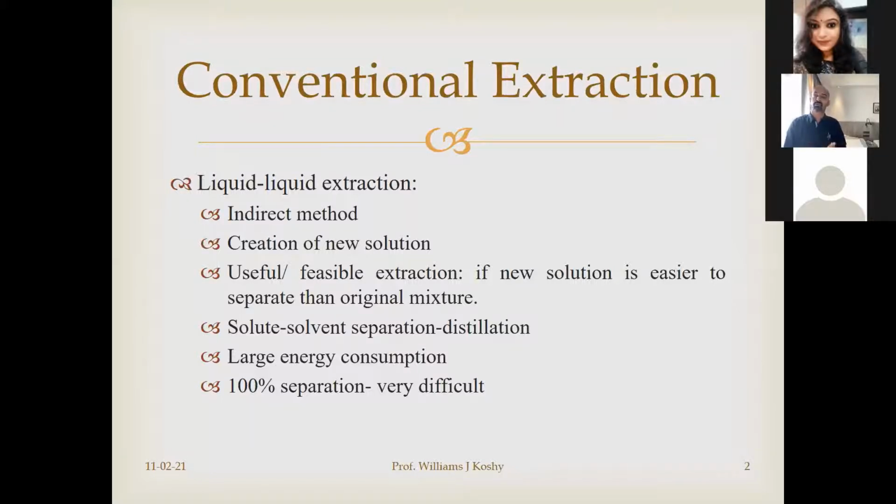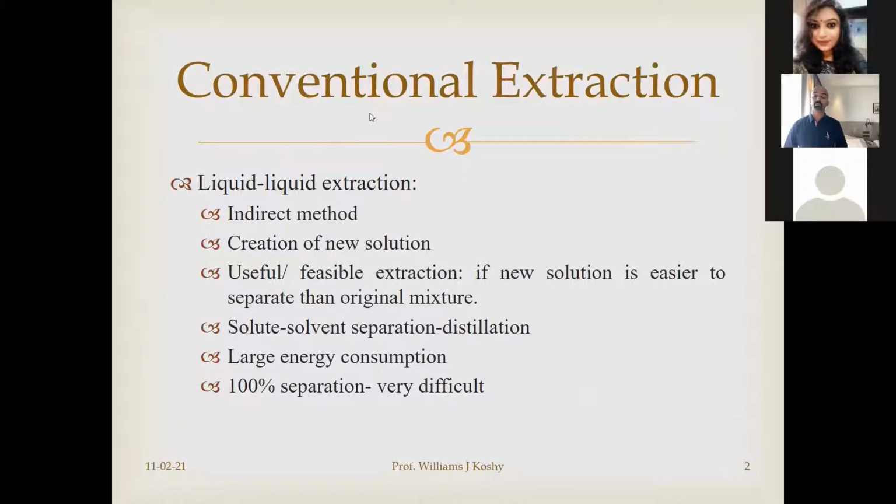ए और बी को मुझे सेपरेट करना है, ए और बी को मैं सेपरेट नहीं कर पा रहा हूं, एज अ रिजल्ट ऑफ विच नाउ आई एम एडिंग सी. सो नाउ आई गेट अ मिक्सचर ऑफ ए प्लस सी एंड सपोज से बी प्लस सी. अब ए प्लस सी का जो सेपरेशन है that has to be easier than the separation of A plus B. In that case only this concept of extraction can be used. तो ही हम लोग extraction का जो concept है वो use कर सकते हैं.